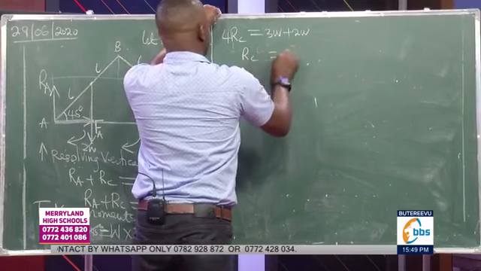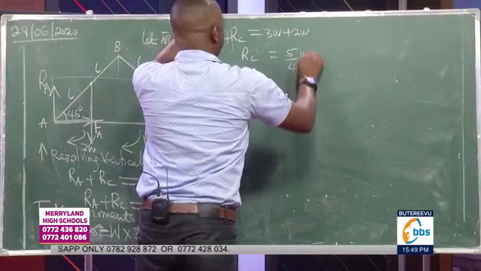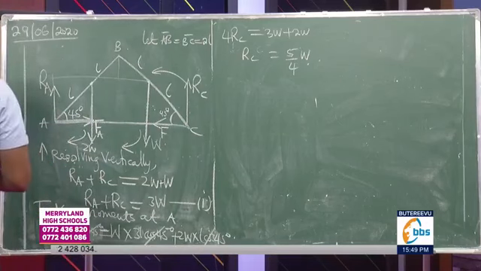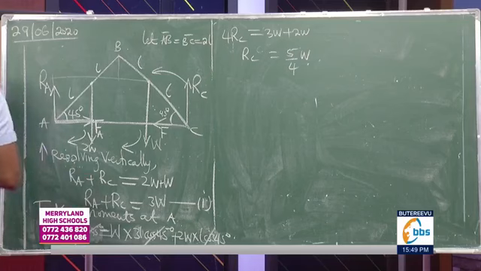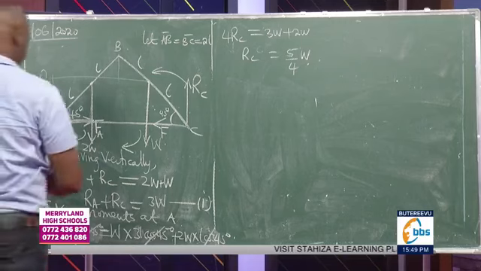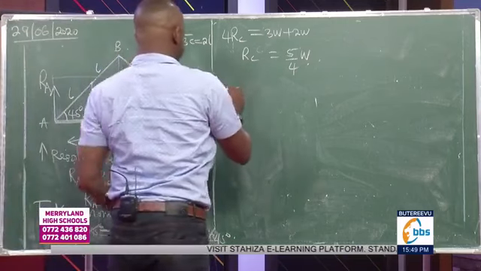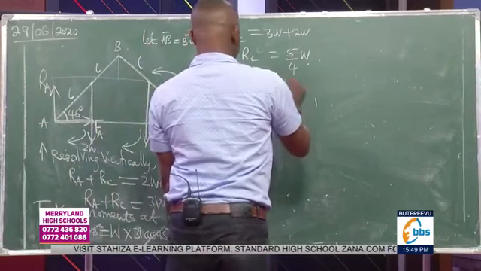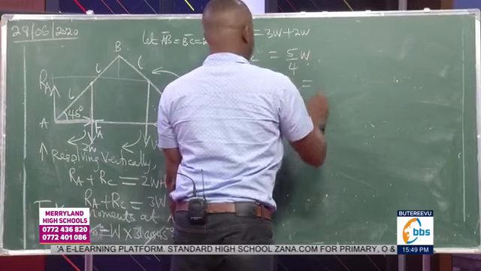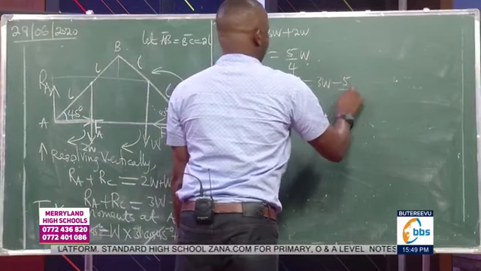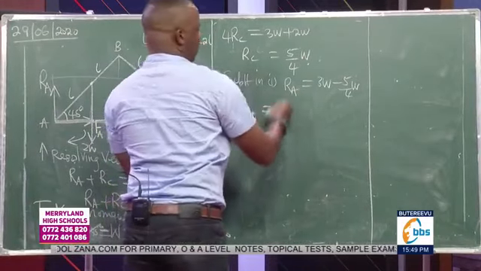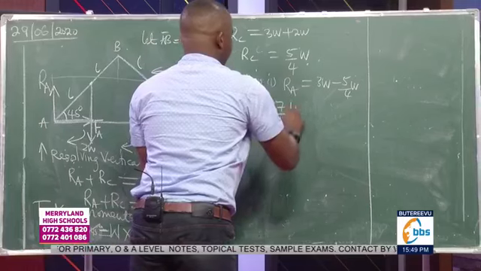And therefore, RC will become 5 out of 4W. That will be our RC. After getting our RC, we can go back here and get the value of our reaction at A. Substituting in equation 1, we can get our RA as 3W minus 5 out of 4W. Therefore, our RA, upon simplifying, is 12 over 4, which will give us 7 out of 4W.